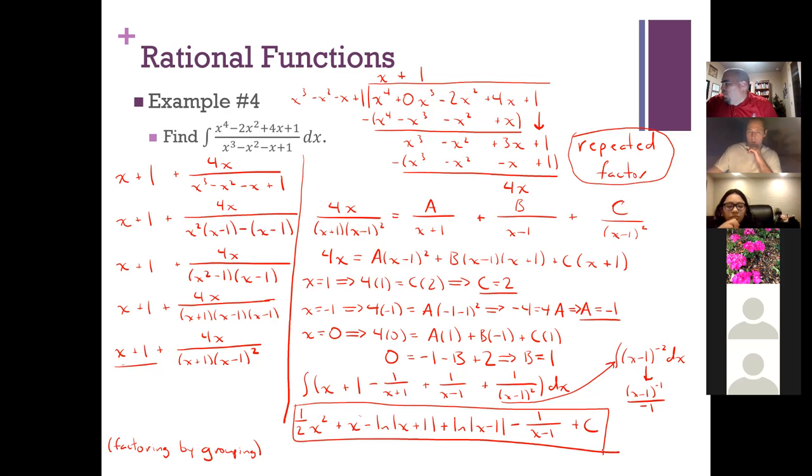So that's the special case when you're dealing with rational functions: the exponent in the denominator has to be 1. So that's why 1 over x minus 1 yields a natural log, and 1 over x minus 1 squared doesn't. All right, any more questions on this example?